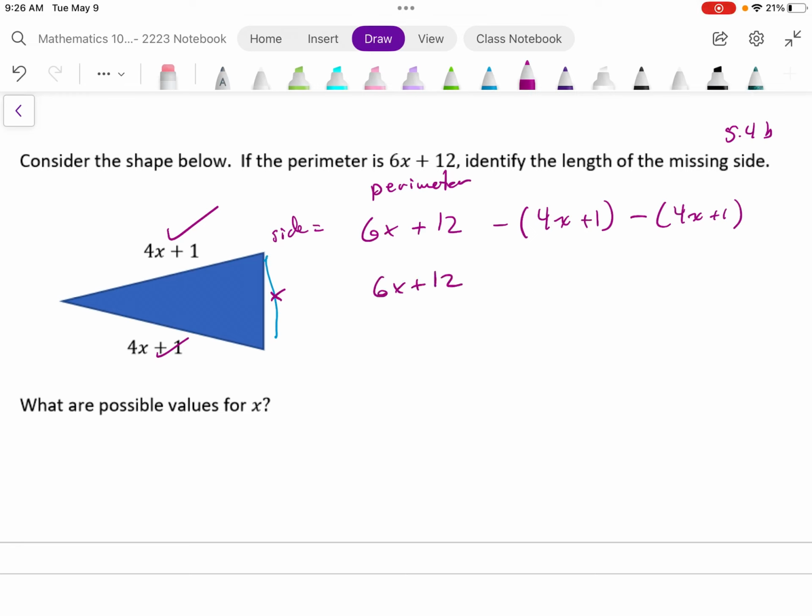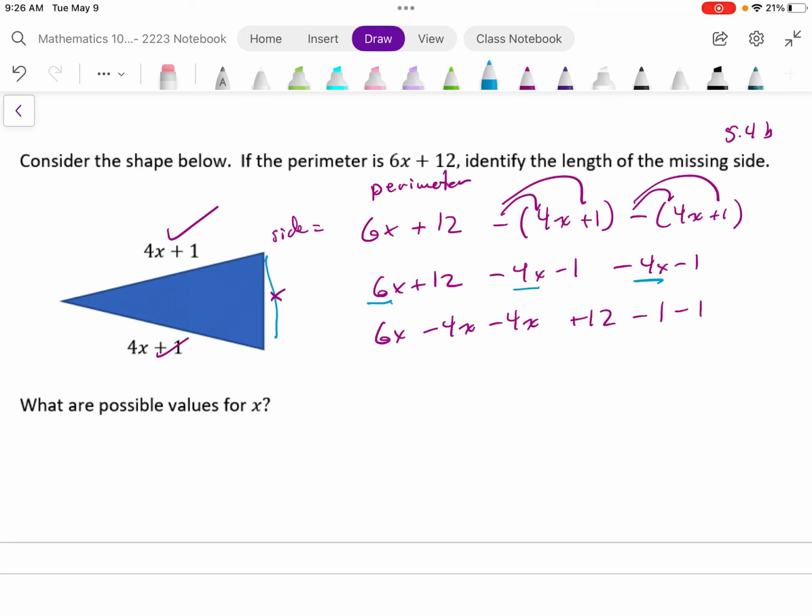So I get 6x plus 12 minus 4x minus 1. So I'm going to distribute that subtraction. I'm going to distribute that subtraction again. So that's minus 4x minus 1. Hopefully I'm not going too fast for you here. And then I'm going to group like terms. So I have 6x minus 4x plus 12 minus 1 minus 1.